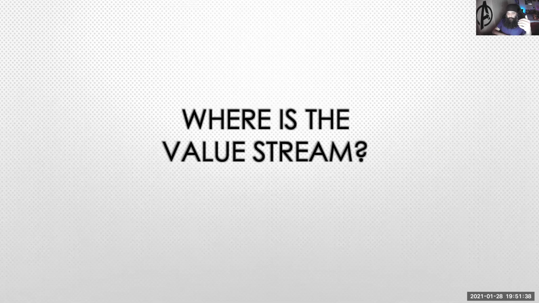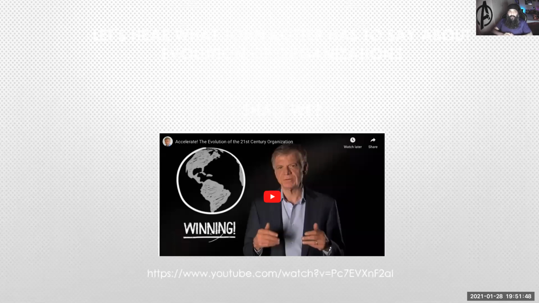So what I'm going to do next is show you one quick video. I'm sure all of us know John Kotter, the change management guru. This particular video is about the evolution of the 21st century organization. It's a quick 5-6 minute video. He helps us understand how organizations evolved and the problems that we have run into. So let's quickly watch this video.